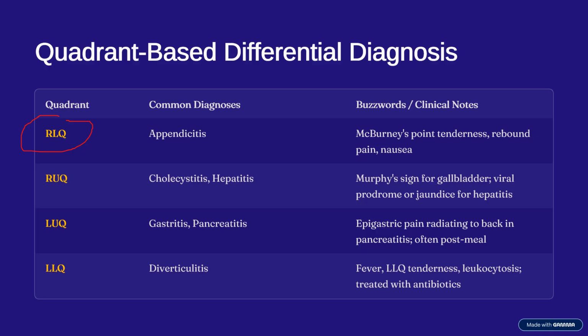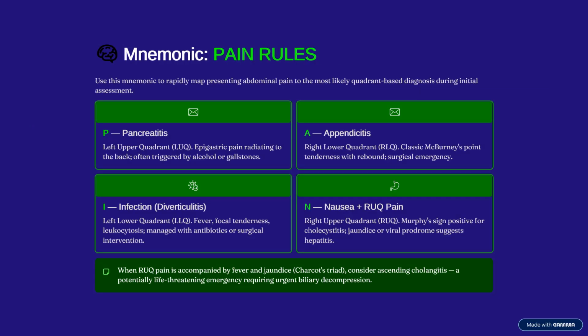Then we have diverticulitis. Diverticulitis is left lower quadrant, your left lower quadrant. So please master all these quadrants, because it's very high yield in the exam. Again, appendicitis is right lower quadrant, cholecystitis is right upper quadrant, gastritis or pancreatitis is left upper quadrant, and diverticulitis is left lower quadrant. So take note of everything we have said.